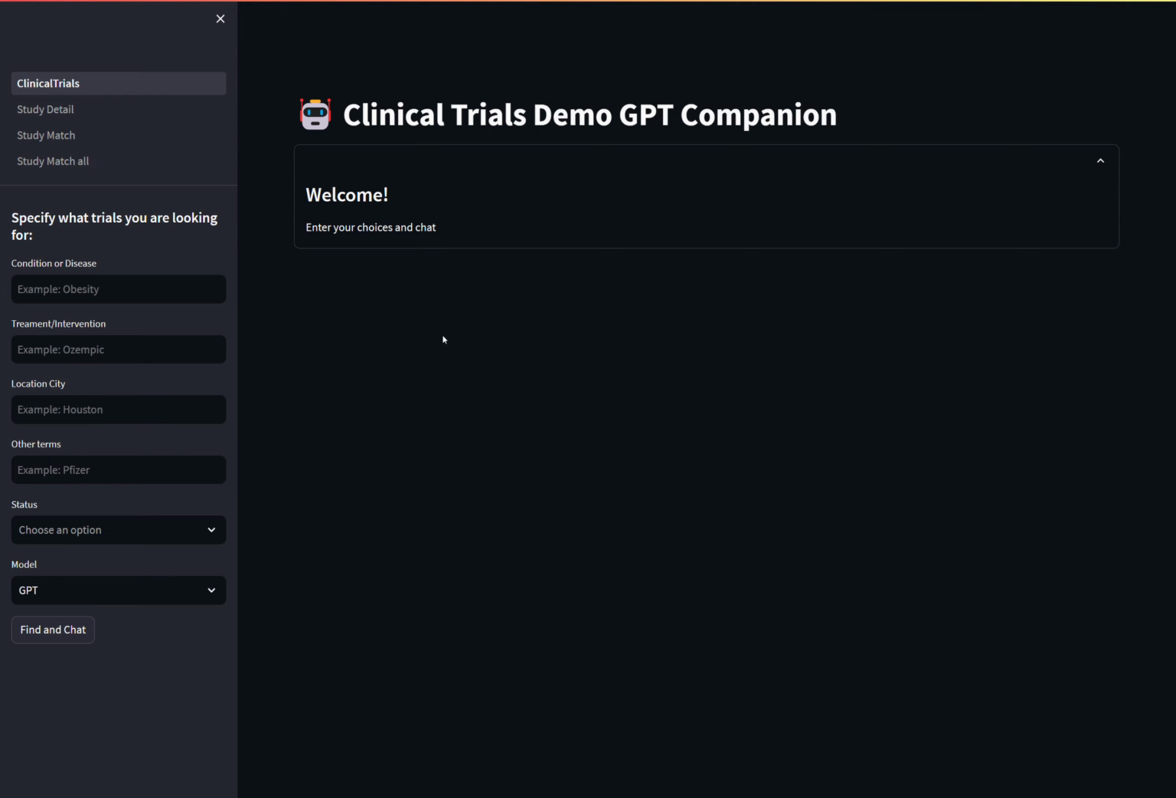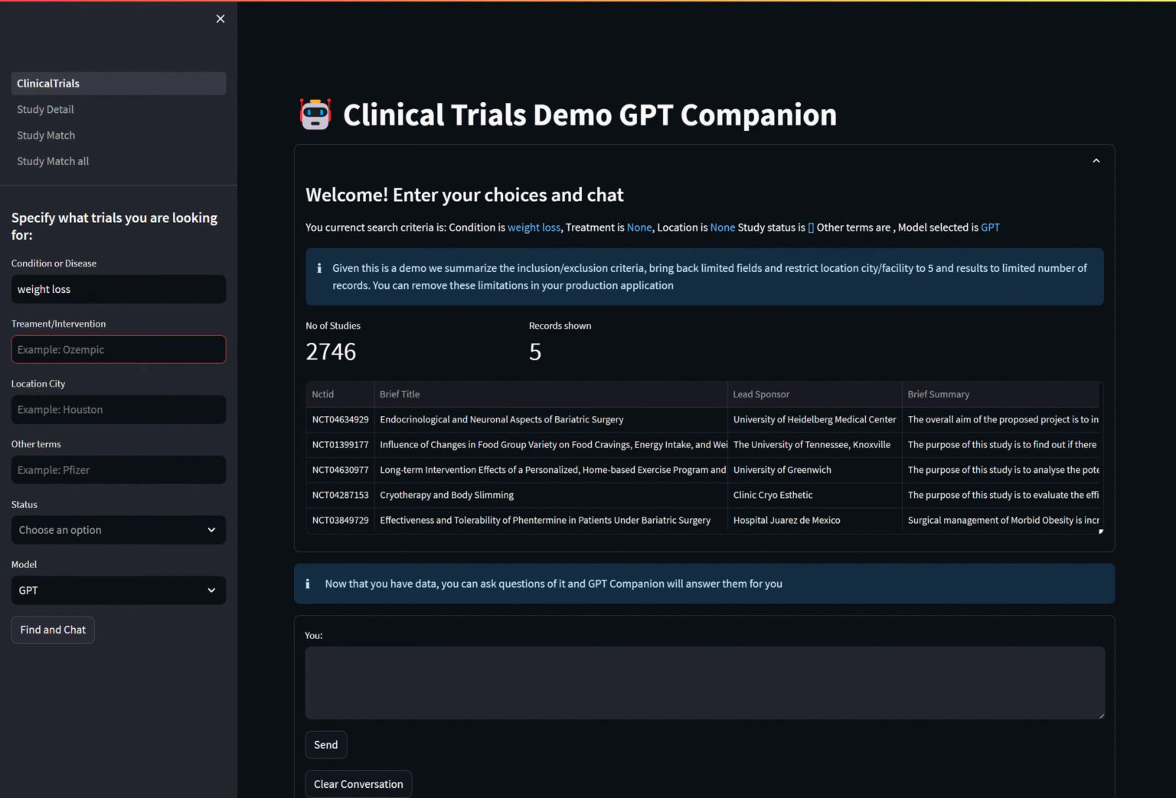In the first part, I will show you how users can pull in data from ClinicalTrials.gov and ask questions of it. This uses, in the back end, the real-time API available on ClinicalTrials.gov to pull the data. So let's work through an example. Suppose I'm interested in studies that deal with weight loss, for example.